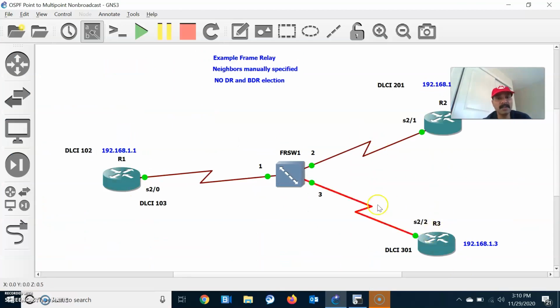1.2 and 1.3. Since it's a point to multipoint, there is no need for DR and BDR election. In both non-broadcast and the broadcast mode, there is no need for DR and BDR election. The only difference is in the broadcast mode, the neighbors will be automatically determined. But in case of non-broadcast, I have to manually configure the static neighbors. That is the only difference.